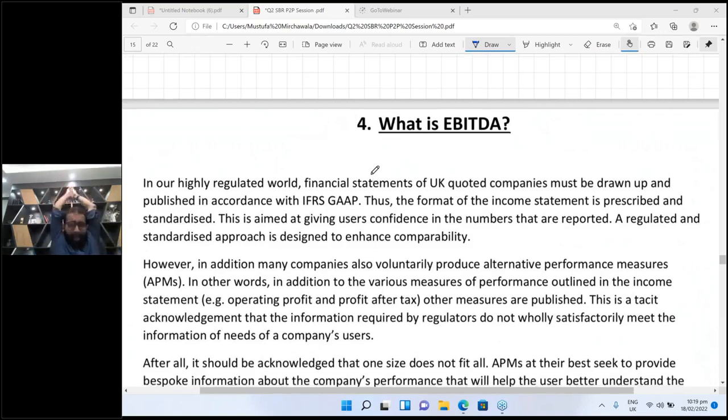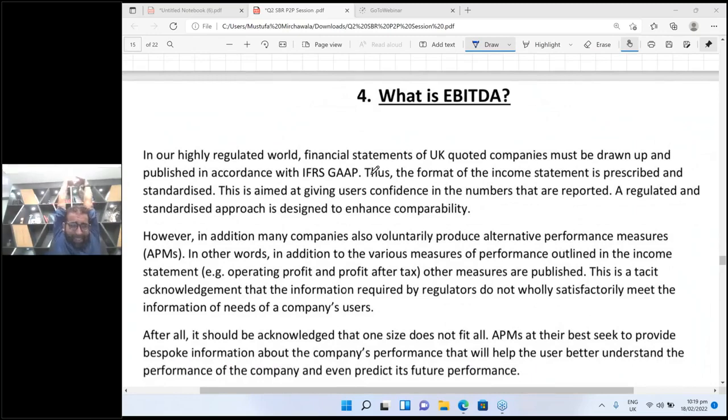in addition, many companies also voluntarily produce alternative, see the word, performance measures, APMs. In other words, in addition to the various measures of performance outlined in the income statement, for example operating profit and profit after tax, other measures are published.